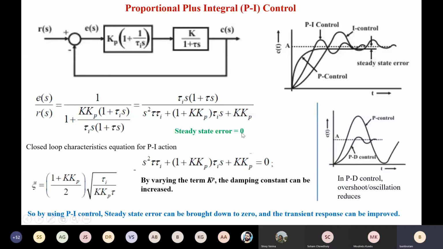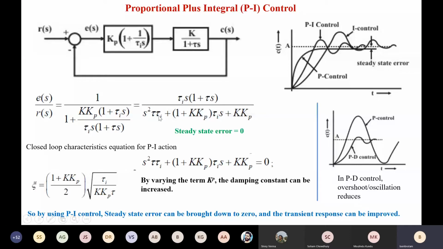Okay. So that we understood. Then you can ask, what is the difference between P and P plus I? So this we call as the PI control. In PI control also we are getting the steady state error 0, but it has some other advantages as well. What are the other advantages?